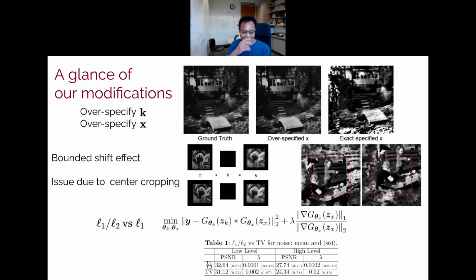Another thing is that people typically take the total variation kind of regularization on the images. But what we found is that this is super sensitive to the noise level, which is probably common in image processing when you apply total variation regularization. So what we found is that if you use the normalized variant, L1 divided by L2, actually the parameter is much less sensitive.